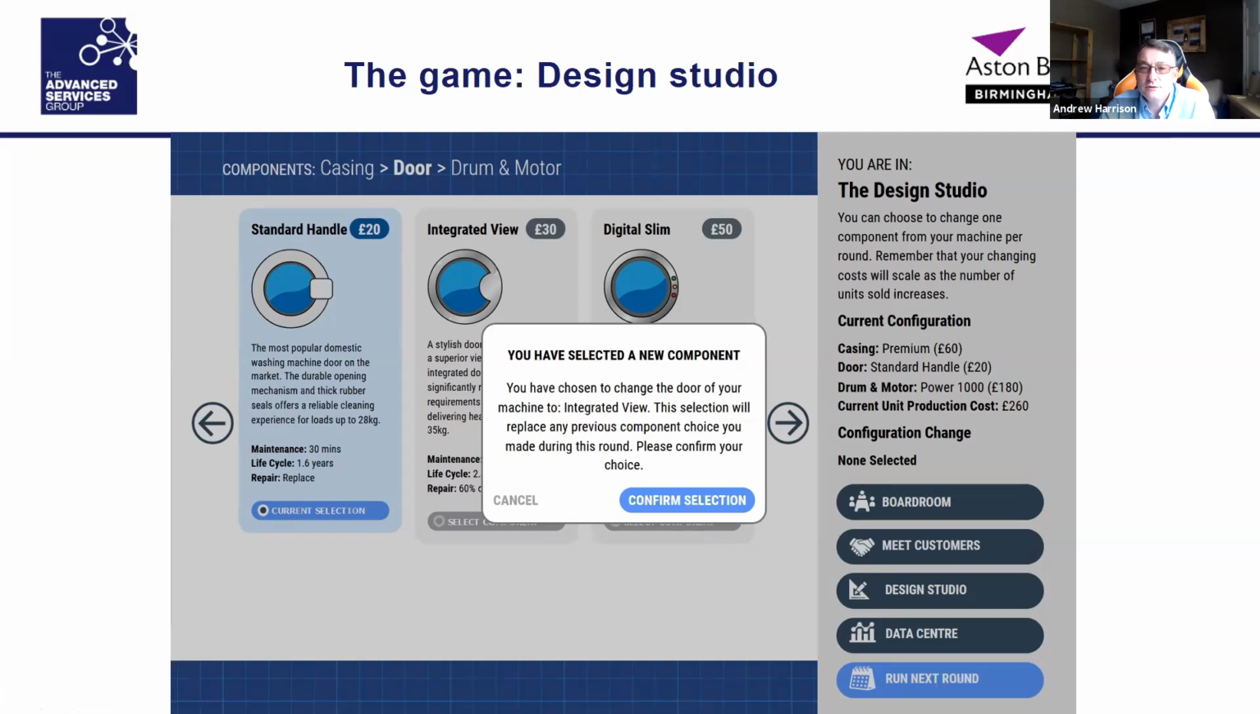What we try and do in the game is, through a series of rounds, allow you to make different choices, so you can start to get a feel for how those decisions impact the financial performance over a period of time. So can you move me to the next one, Ian?